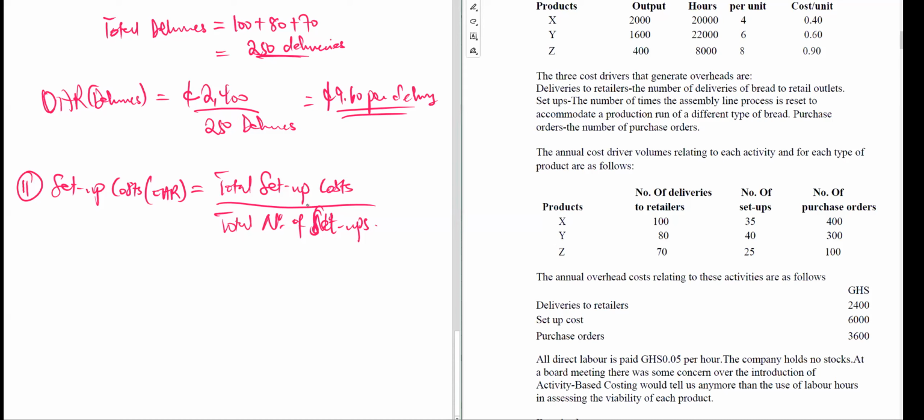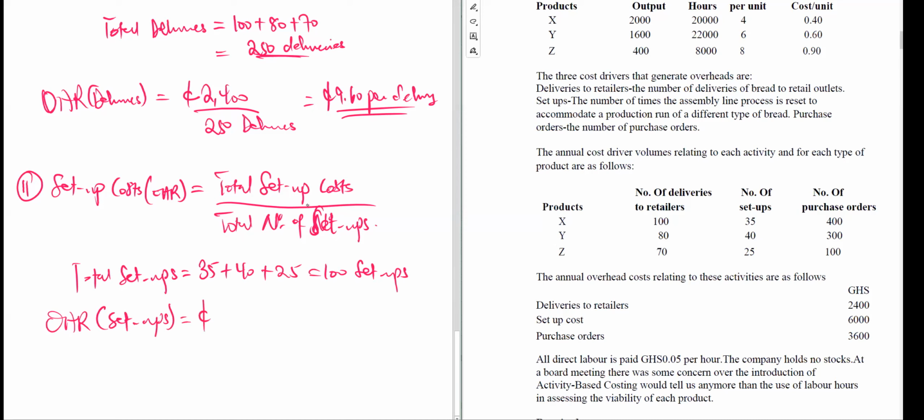So in that case, let's get the total setups. 35 plus 40 plus 25, that's 100. 100 setups, right? That means the OAR for setup will be what? It will be 6,000 divided by 100 setups, which is 60.